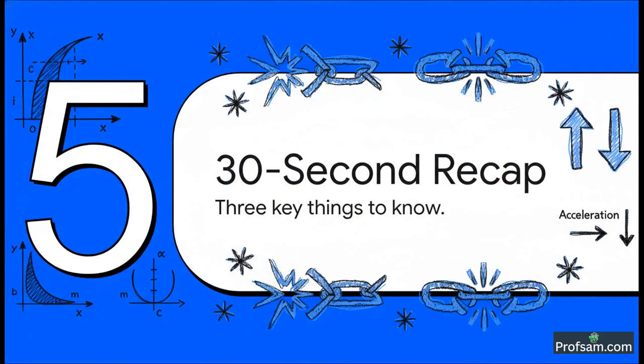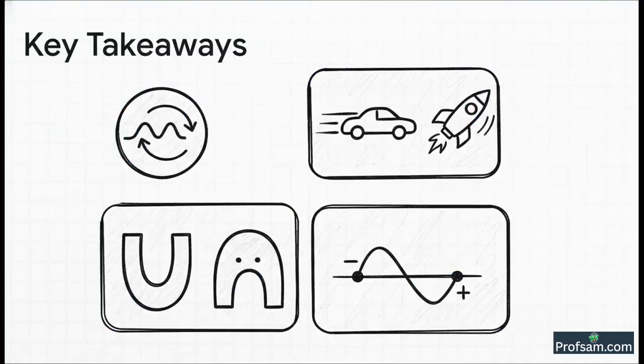Fantastic work today, really. Let's just lock in all this knowledge with a super quick 30-second recap. These are the key things you absolutely have to take away from this. Okay, remember these 4 things. 1, to find it, you just differentiate twice. 2, it's not about speed, it's about acceleration. 3, the sign tells you the shape. Positive is a concave up smile, negative is a concave down frown.